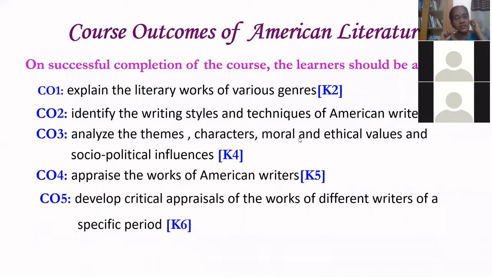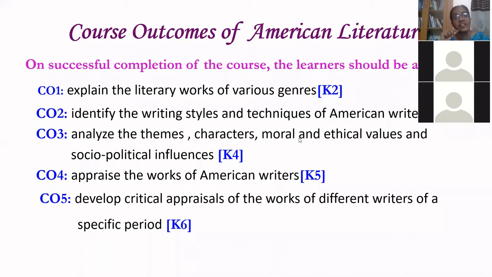These are course outcomes for American literature. On successful completion of the course, the learner should be able to explain the literary works of various genres, identify the writing styles and techniques of American writers, analyze the themes, characters, moral and ethical values, and socio-political influences, appraise the works of American writers, and develop critiques for the works of different writers in a particular period.